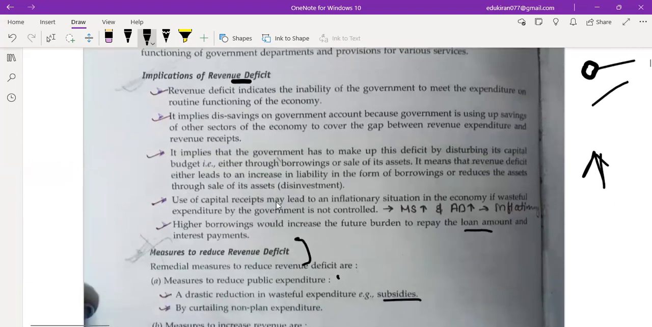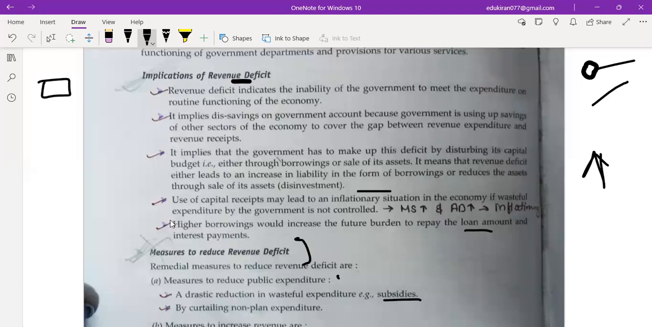Next, use of capital receipts may lead to an inflationary situation in the economy if wasteful expenditure by the government is not controlled. Now, the government needs money, so what will it do? The government will increase the prices of every product so that they get more and more money. The taxes would increase. So that would lead to the problem of an inflationary situation.